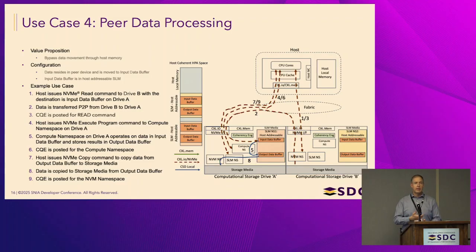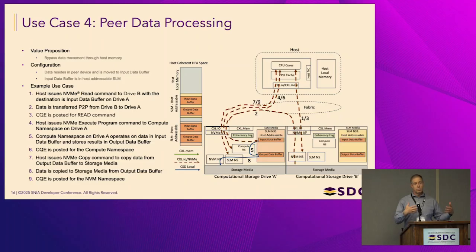to perform a computation on it. And so what we're going to do is issue an NVMe read command to drive B over on the right-hand side. And the destination for that read is the input data buffer over in drive A. So we're going to read the data out of drive B and store the resulting data in drive A's SLM. And again, we can do that because the SLM now has a host address. It's just like any other system address. So we read that data into drive A.